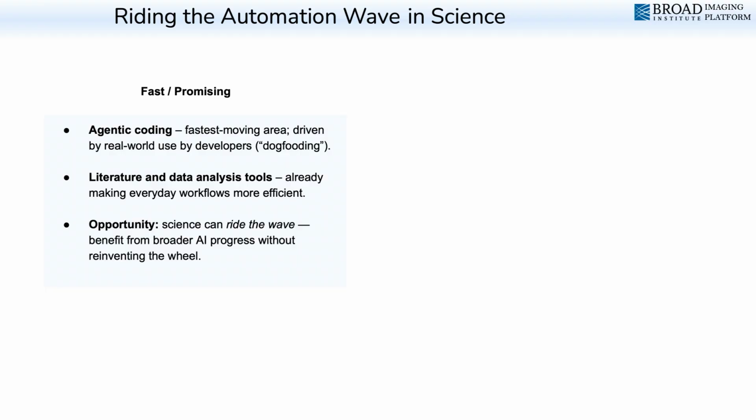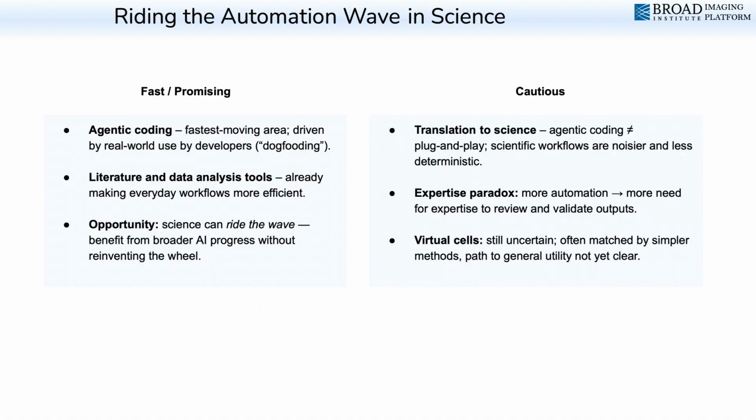The reason, I think, is pretty simple, as you might know. The people building these tools are also its first users. And this tight feedback loop really means that progress compounds fast, and we in science can ride that wave rather than reinventing it. But translating all that momentum into science is not automatic. Science data is messy, data is noisy, and validation really matters.